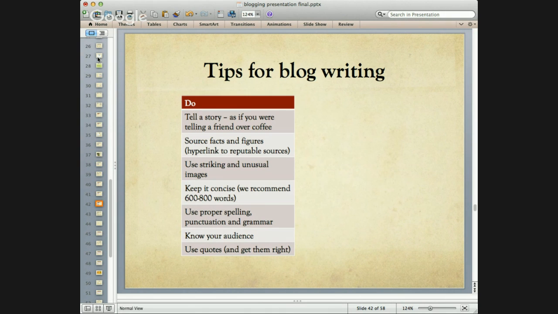Even if you're writing a narrative piece or maybe a personal opinion piece, using quotes can be a really great way to break up the text that you've written. So I would use quotes to break up your story and put a bit of a voice in there. But if you do use quotes, make sure you get them right.